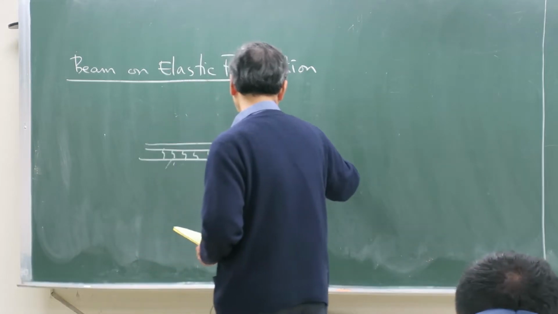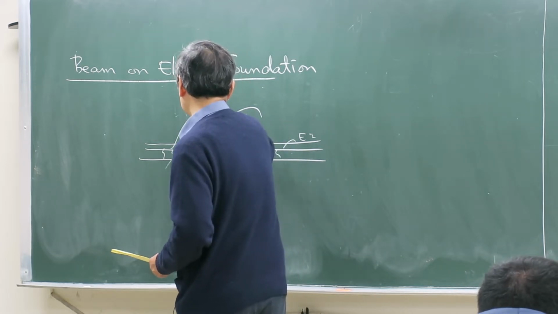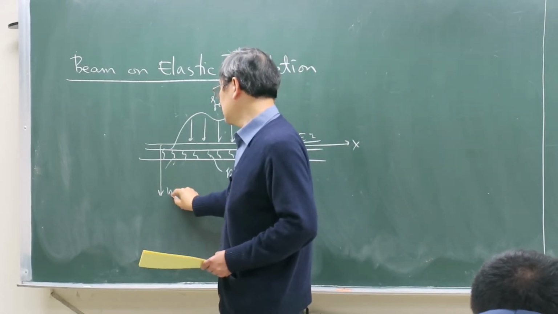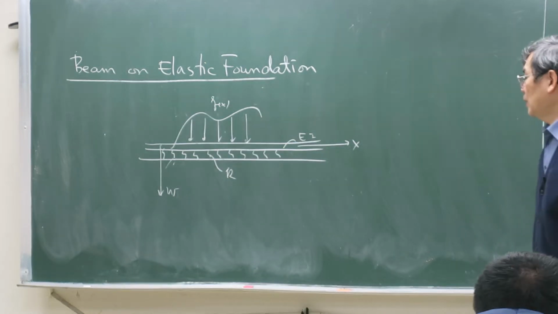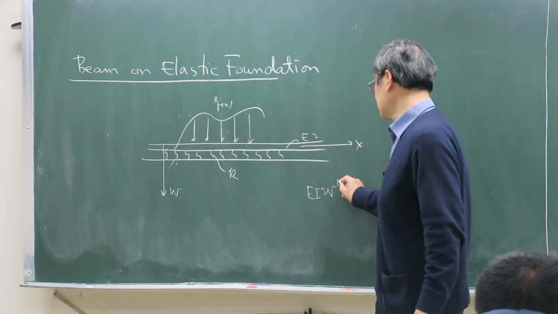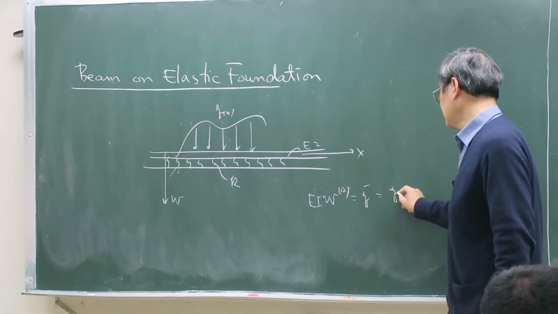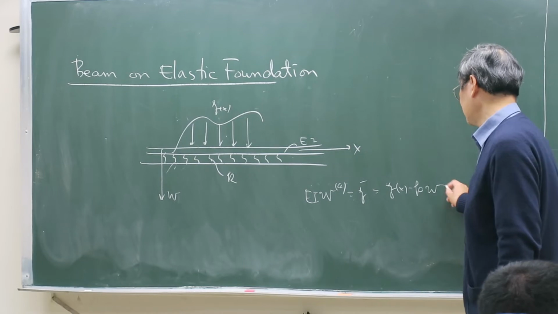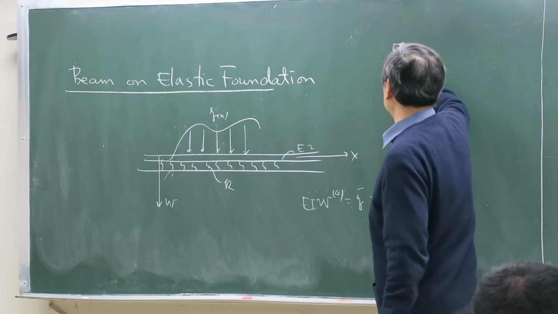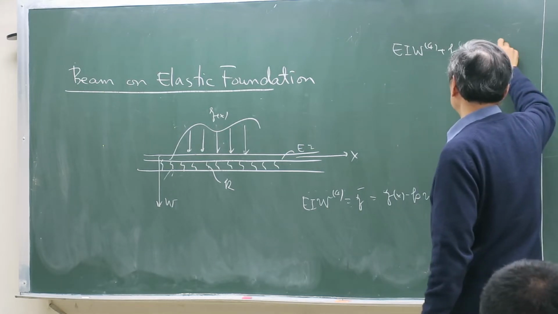It's K and EI, and we have loading QX, and this is my X coordinate system, and this is my W positive downward. Okay. And the governing equation: EI W fourth derivative equals Q bar, and Q bar equals QX minus KW, the reaction force from the bottom. Okay? So the governing equation will be EI W fourth derivative plus KW equal to QX.